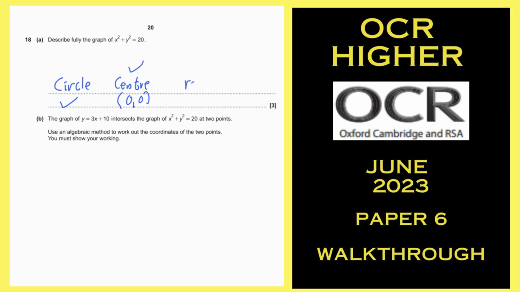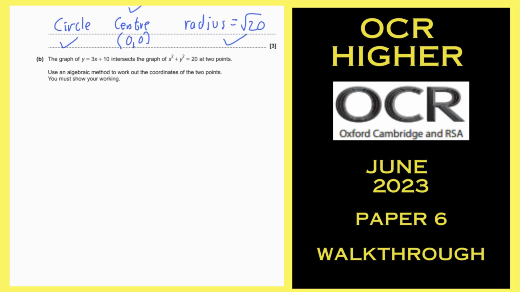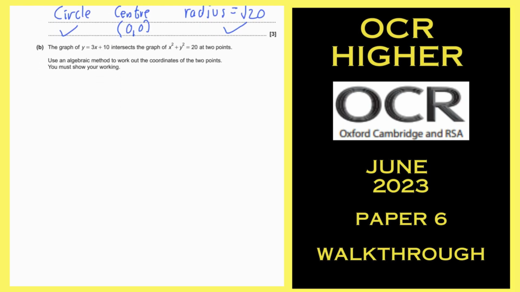And the radius, or just r equals, is the square root of whatever is on the right-hand side. And you could have written that as 2 root 5 if you wanted to, but it's entirely up to you. 1 mark for each bit of info.